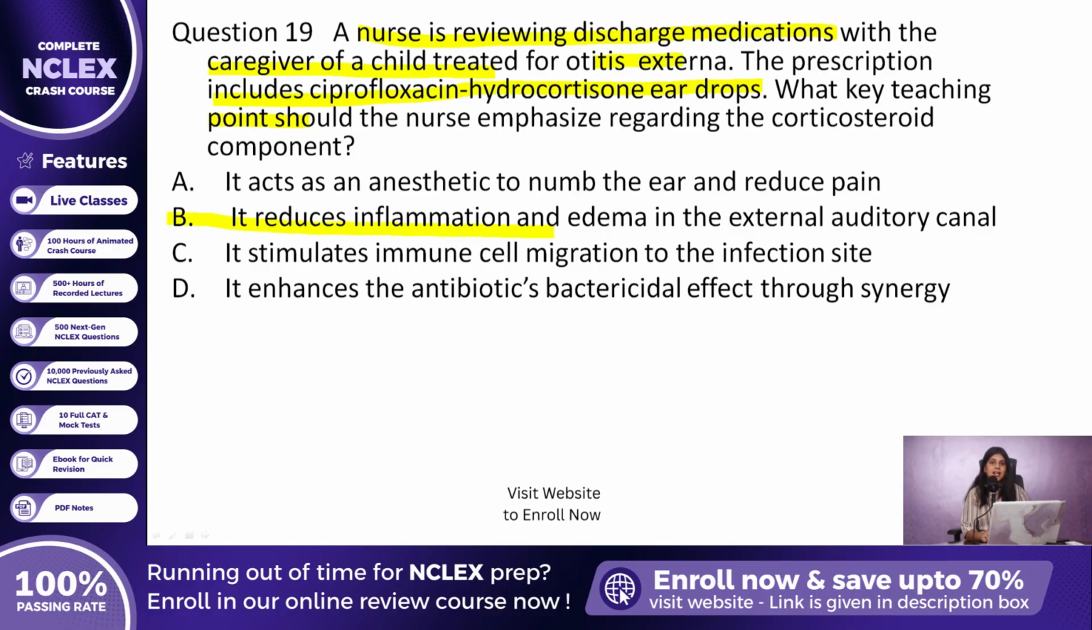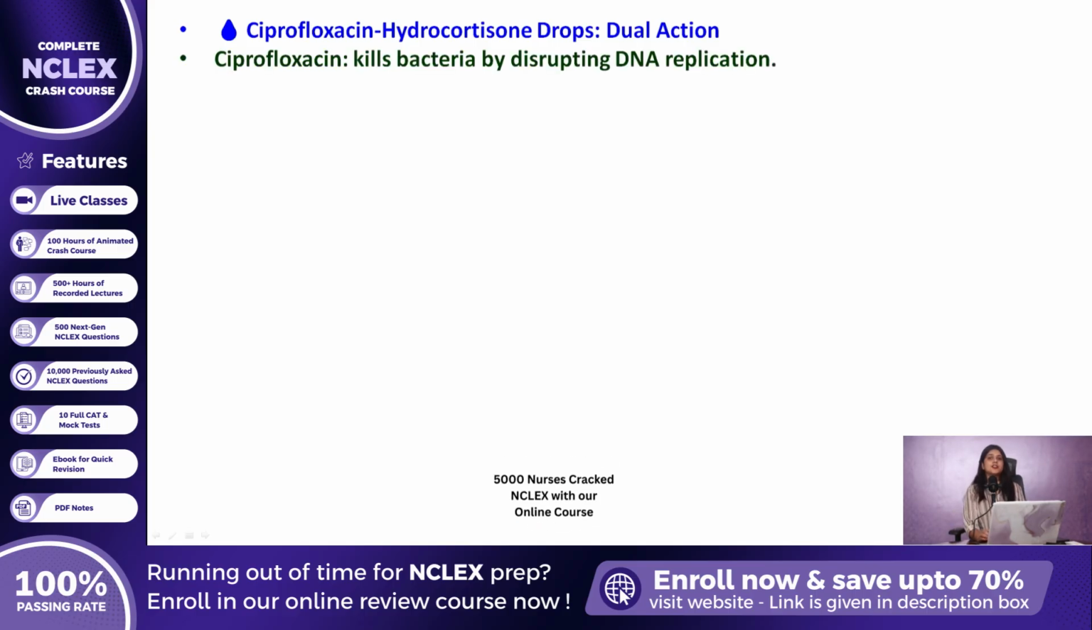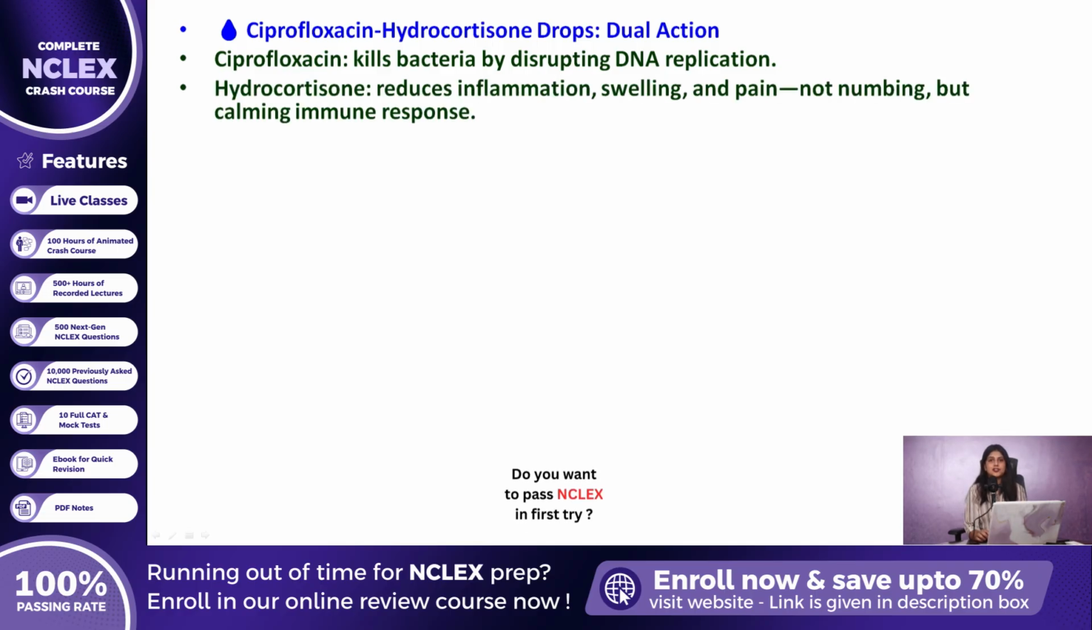It reduces inflammation and edema in the external auditory canal, and let us walk through exactly why that is the most appropriate and NCLEX-relevant teaching point. Corticosteroids like hydrocortisone are not antibiotics or anesthetics. They are anti-inflammatory agents. In the context of otitis externa, the inflammation in the ear canal can cause swelling that traps bacteria, causes pain, and blocks drainage. Hydrocortisone works by suppressing inflammatory mediators, reducing vascular permeability, and relieving swelling. This leads to improved comfort and facilitates better penetration of the antibiotic to the site of infection.